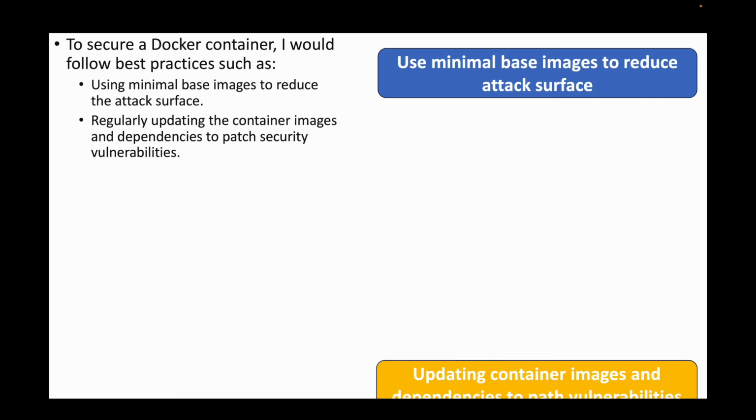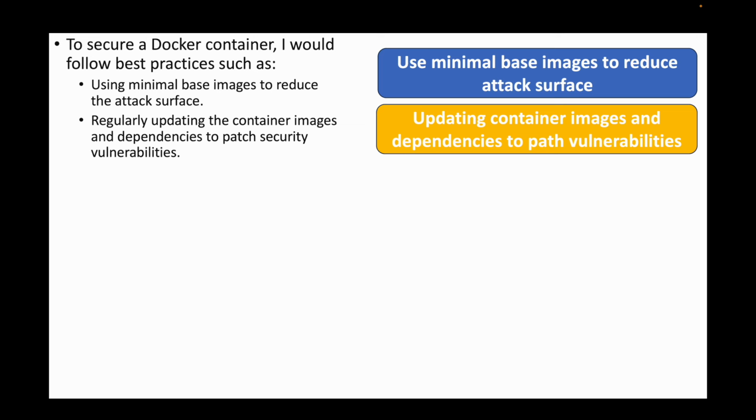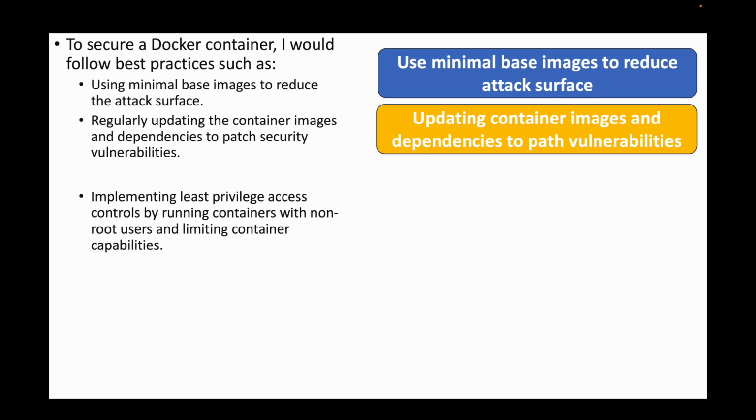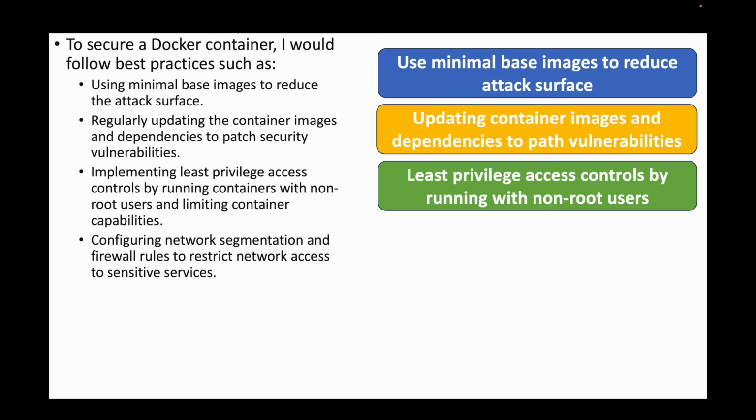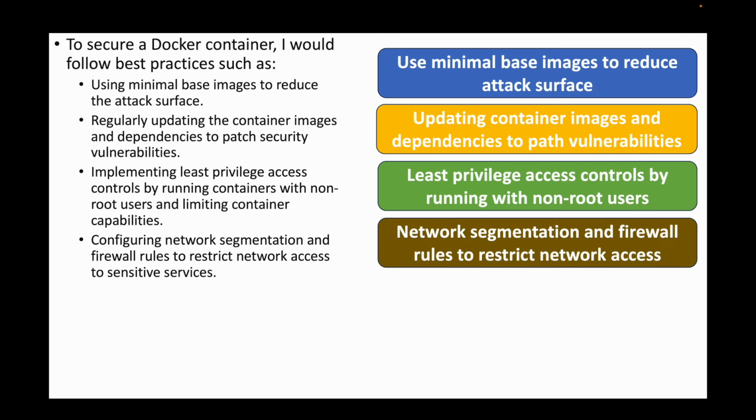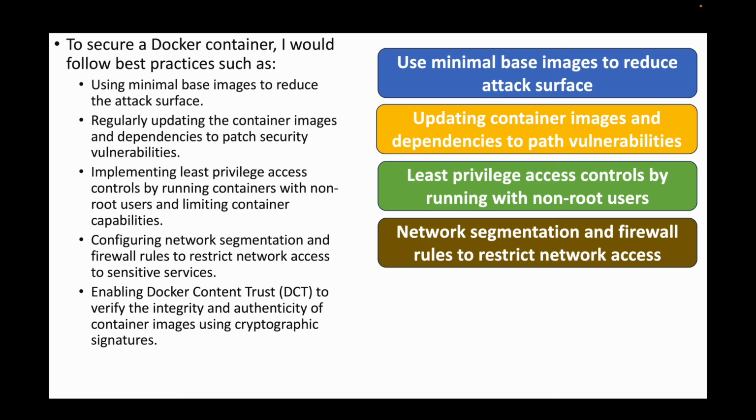Then make sure we are regularly updating the container images and the dependencies to patch any security vulnerabilities. Then also implement least privilege access controls by running with non-root users, and limiting the container capability. So wherever possible, run the instructions as a non-root user so that we are having very limited access. Then configure network segmentation and firewall rules to restrict the network access. So if you have any sensitive services, you can restrict the access by making use of firewalls as well.